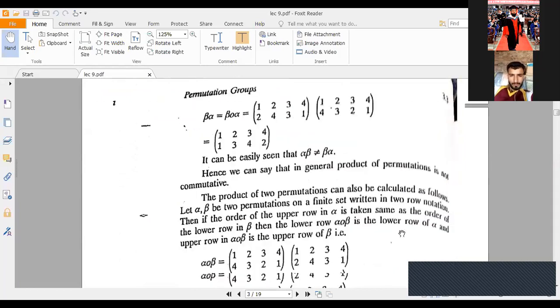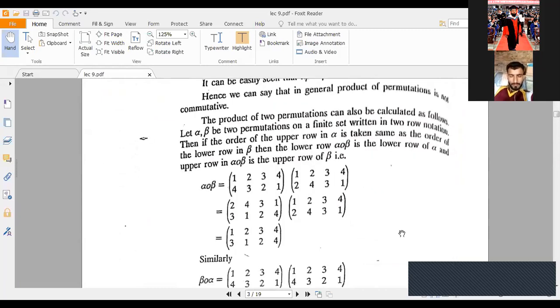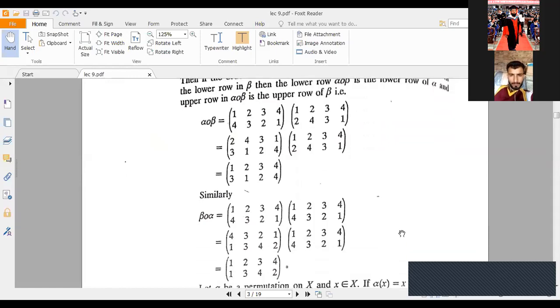The product of two permutations can be calculated in another way to calculate alpha into beta. And I told you before in the last lecture in class, it depends upon you. You apply the product from left to right or right to left, no problem. But you should mention it first.